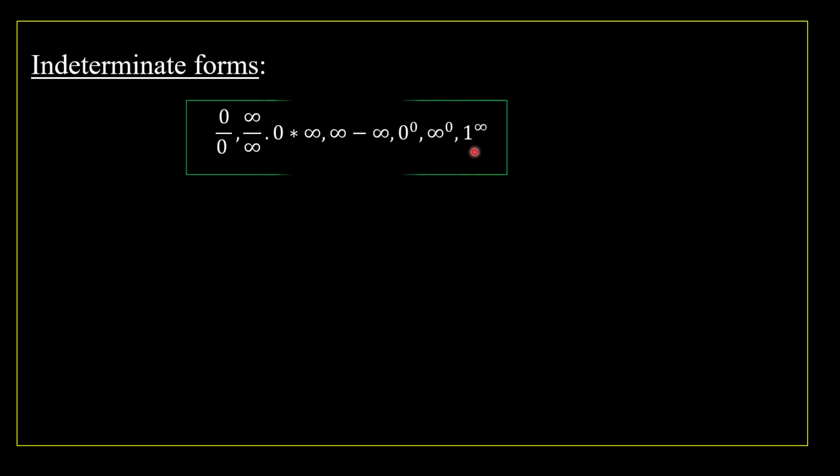First, let us learn what is indeterminate form. Indeterminate forms are those forms which do not have a definite value, such as 0 by 0, infinity by infinity, 0 into infinity, infinity minus infinity, 0 to the power 0, infinity to the power 0, 1 to the power infinity.